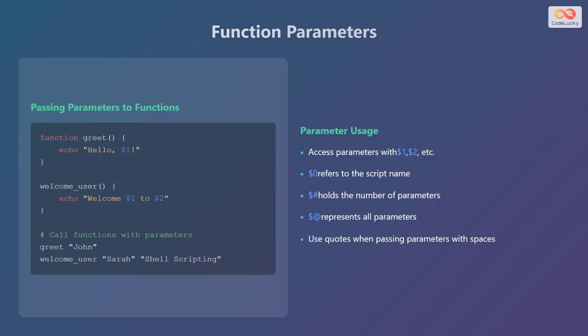Let's discuss parameter usage. Access parameters inside the function with $1, $2, and so on. $0 refers to the script name itself. $# holds the number of parameters passed to the function. $@ represents all the parameters. Use quotes when passing parameters that contain spaces to ensure they are treated as a single argument.